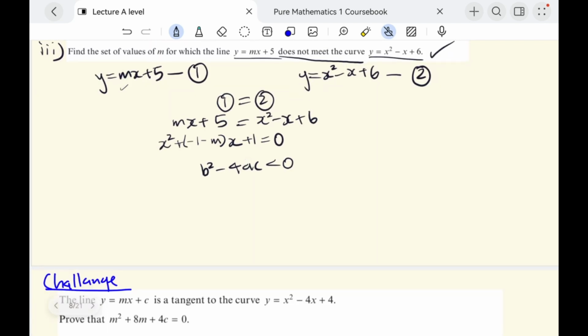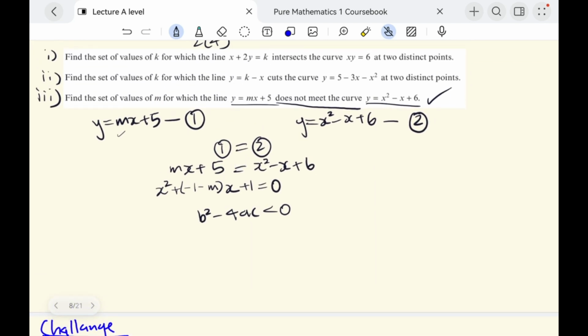So you need to let the b squared minus 4ac become negative. So here is a, b. Identify a, b, c from this quadratic equation. So your b is negative 1, negative m squared. A is 1 for sure, and 1 for c. So you can see negative 1, negative m.